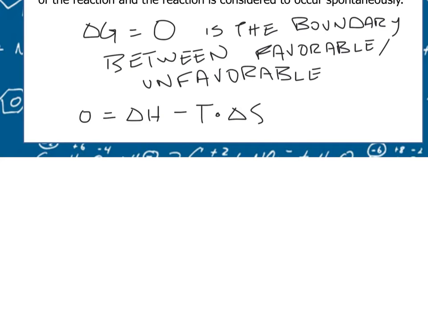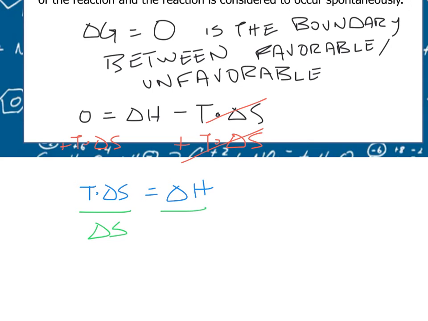Since I'm solving for temperature, and I don't want to solve for negative temperature, I'm going to add T delta S to both sides, so that this cancels. Now I would have T times delta S equals delta H. Since I'm solving for temperature, I'm going to divide by delta S on both sides. That cancels, and that's going to leave me with T equals delta H over delta S.